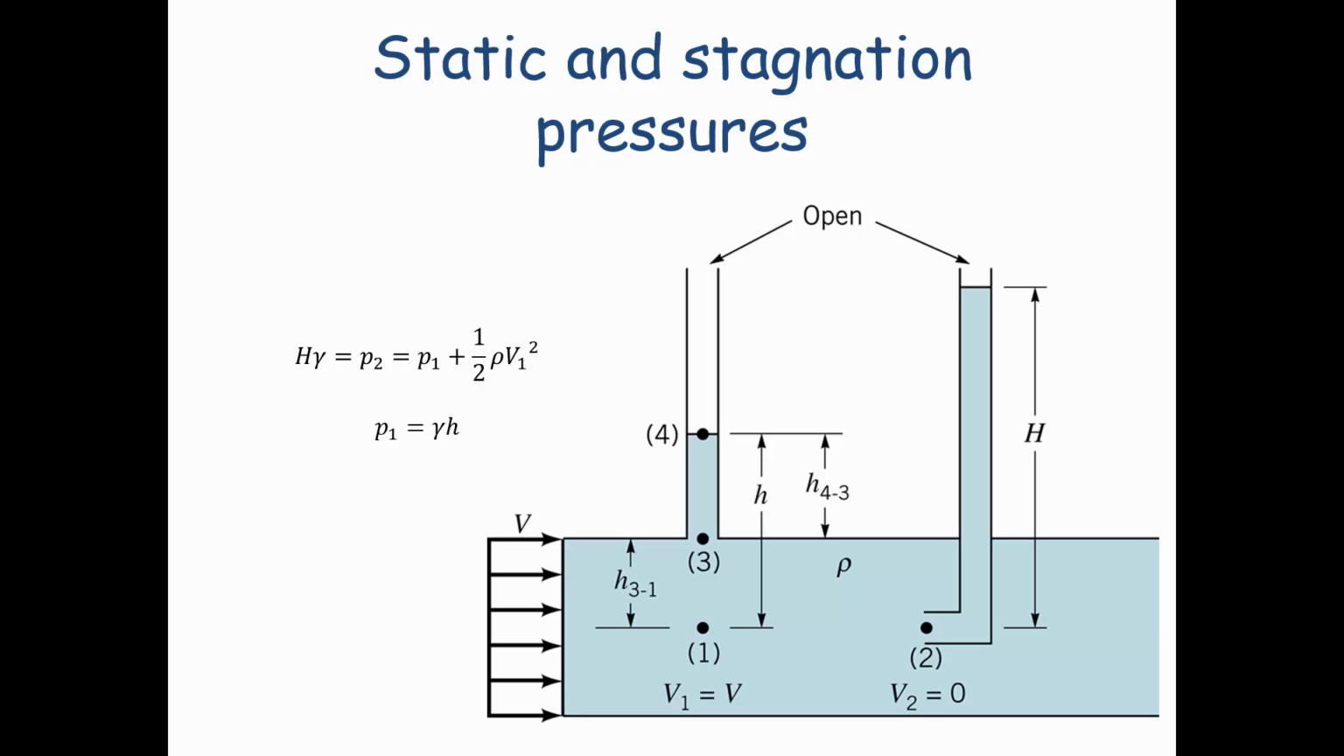The pressure head at point 2 is capital H, so the pressure is just capital H multiplied by the unit weight of the fluid, gamma, and that's just equal to P2, and P2 is equal to P1 plus 1/2 rho V1 squared. Now in that sum, the 1/2 rho V squared is what's called the stagnation pressure. P1 here is the hydrostatic pressure, which is just gamma times h.